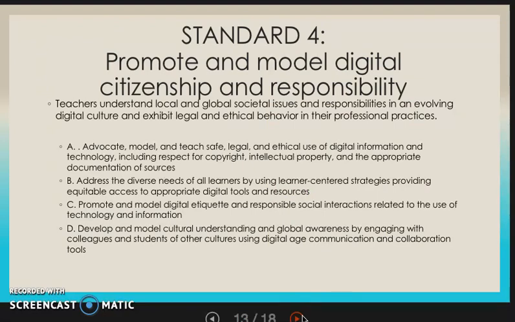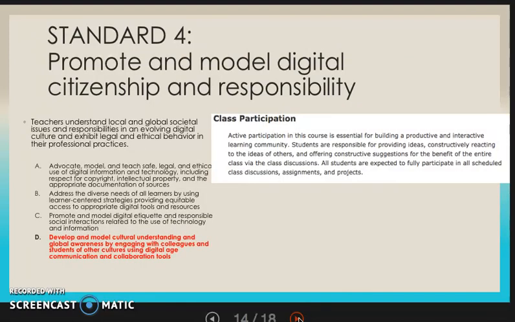The fourth standard is to promote and model digital citizenship and responsibility. This says that teachers understand local and global societal issues and responsibilities in an evolving digital culture and exhibit legal and ethical behavior in their professional practices. An example of this would be our class discussions that we had throughout the course for every lesson.